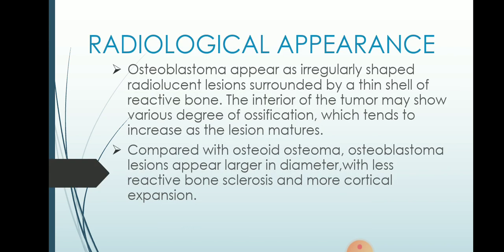Radiologic appearance. Osteoblastoma appears as an irregularly shaped radiolucent lesion surrounded by a thin shell of reactive bone. The interior of the tumor may show various degrees of ossification. Compared with osteoid osteoma, it appears larger in diameter with less reactive bone sclerosis and more cortical expansion.